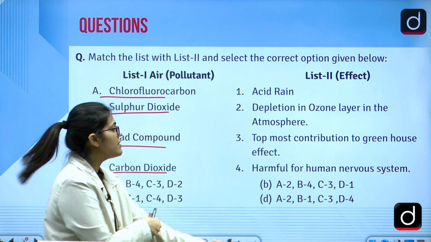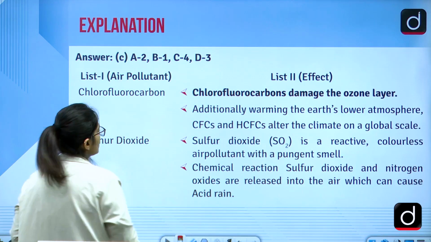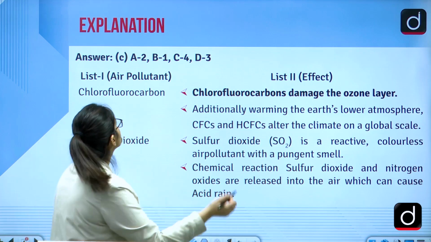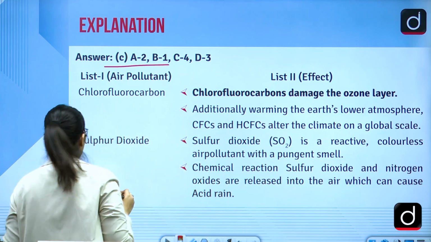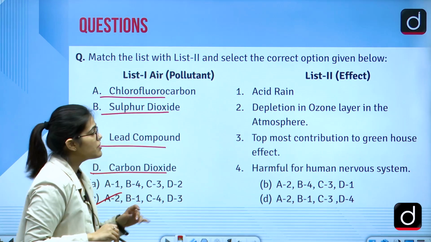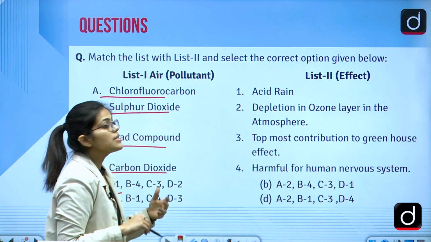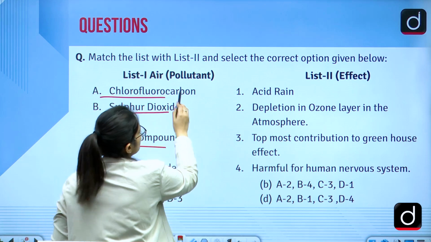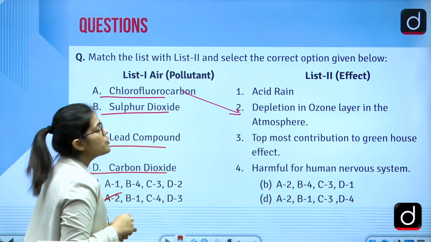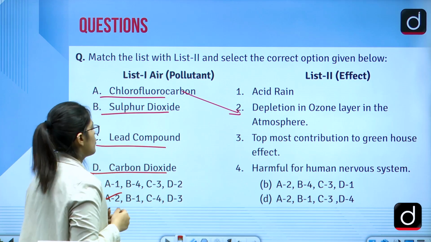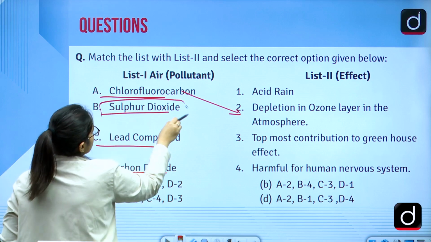So what would be the correct answer? And I'm pretty sure that everyone would know the answer also. This is C, the right answer. That means A would be joined with 2. That is, the chlorofluorocarbons are the cause of the depletion of the ozone layer, and we have to minimize the usage of the chlorofluorocarbons. Then we have sulfur dioxide.